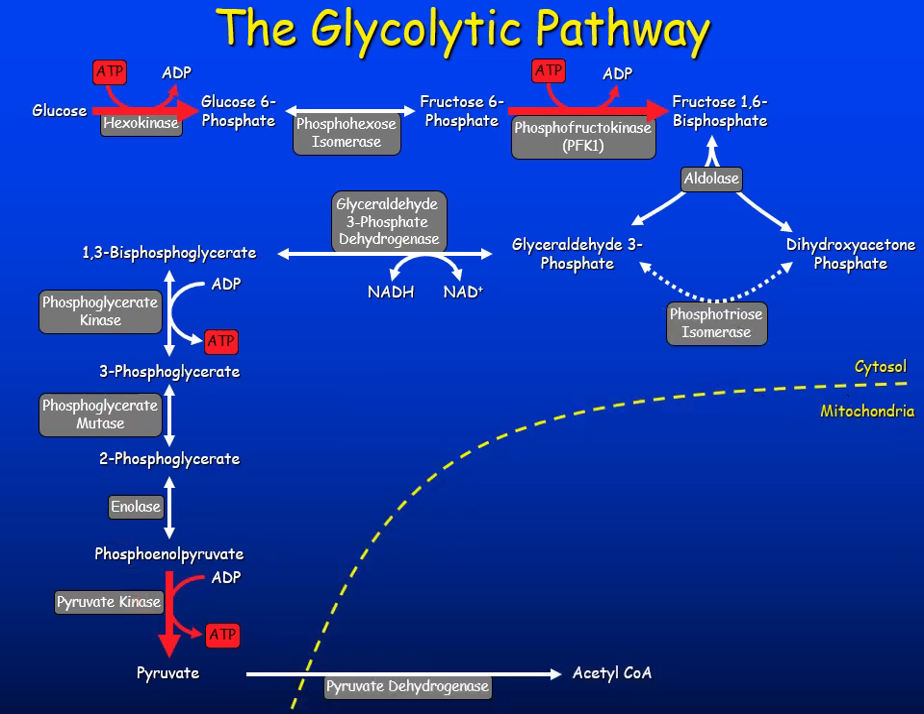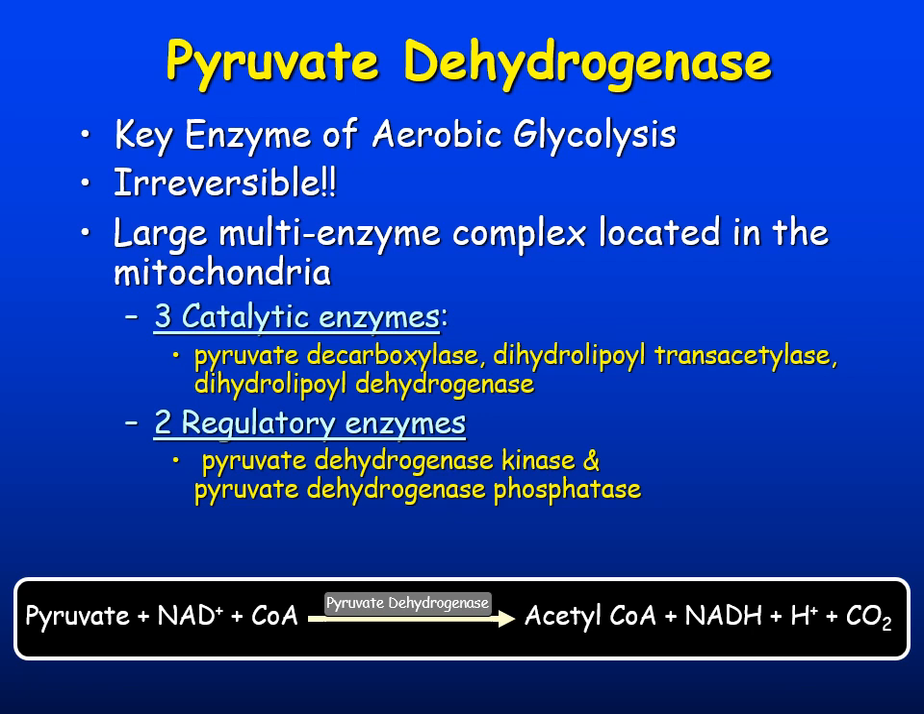To finish with, I need to tell you a bit about the regulation of this enzyme here, pyruvate dehydrogenase. This enzyme is not strictly speaking a glycolytic enzyme. However, it is crucial to the final metabolism of glucose carbon. Pyruvate dehydrogenase is quite a complex enzyme. It consists of three catalytic enzymes or subunits, but it also consists of two regulatory enzymes. So these actually regulate its own activity.